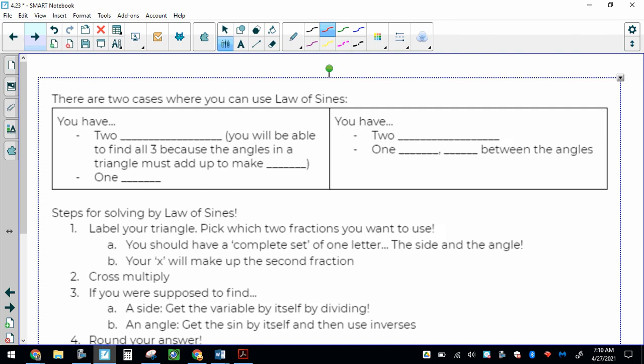So let's talk about when we can use law of sines. You don't have to have this memorized because the test will always tell you, but if you have two angles, I put a little note in here: all three angles inside a triangle must add up to make 180. So if you have two angles, you really have all three. And then one side, that is a great key for things. And then the other one, you have two angles and one side that is not between the angles. Those are the places where law of sines is really good.